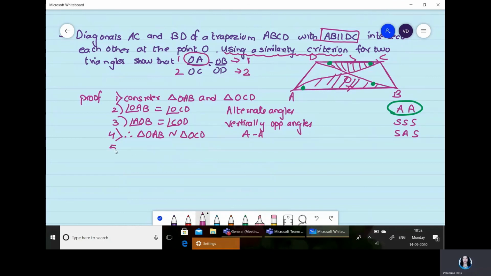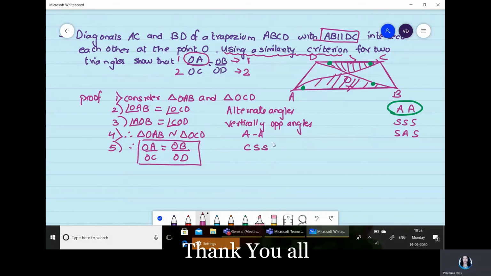So once they are similar, the corresponding sides are proportional. So OA, the first two letters, upon OC. We have taken care that O is the letter with the vertically opposite angle. Angle A corresponds to C. Angle B corresponds to the alternate angle. So OA upon OC. We want OB, so we want the first and the third letters: OB upon OD, and that's it, we have proved it. And here in the reason, you can write corresponding sides of similar triangles.